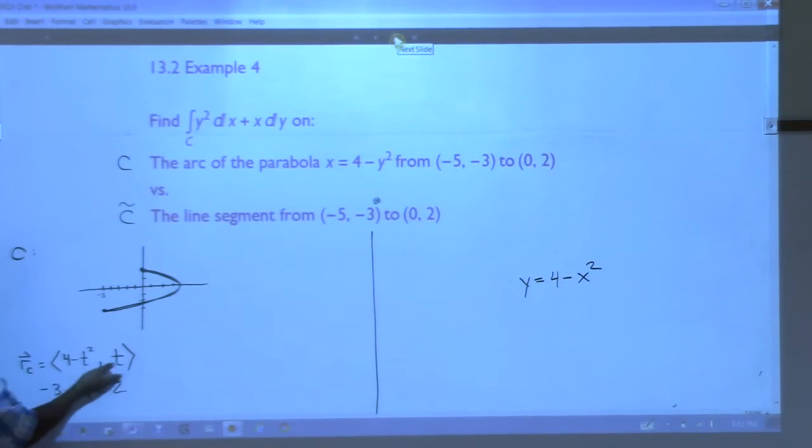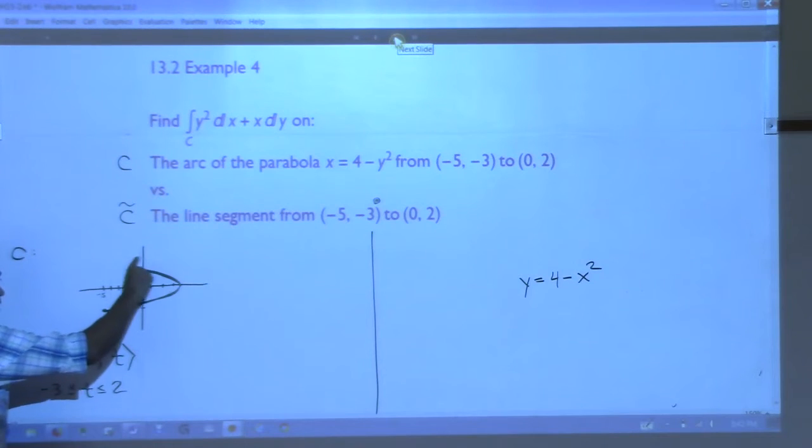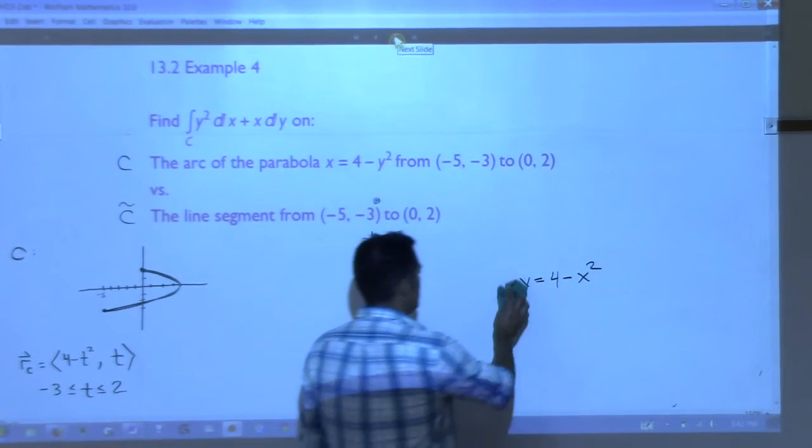Now, it's a parabola, so it's going to start drawing a parabola. But when I get to 2, I should be at 2 minus 2 squared, 0, 2, which is right there. So it should draw me everything in between there. All right, good. All right, let's get the other curve right now. Let's get C tilde.